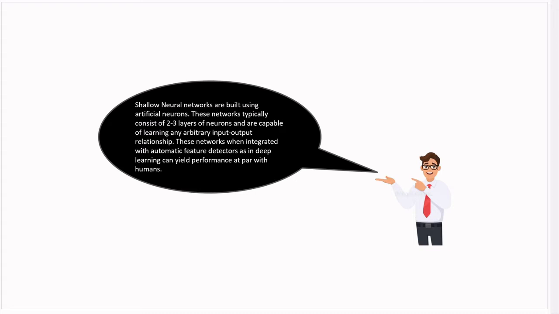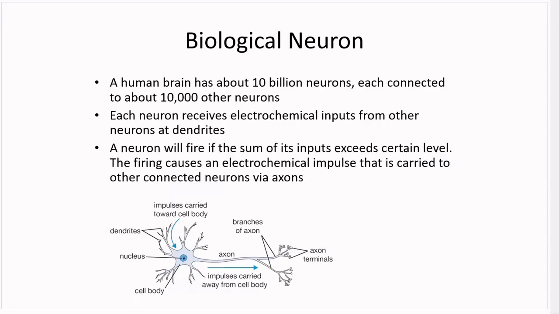Before looking into shallow neural networks, let's take a look at a biological neuron that these networks try to model. A human brain has about 10 billion neurons, each connected to about 10,000 other neurons.